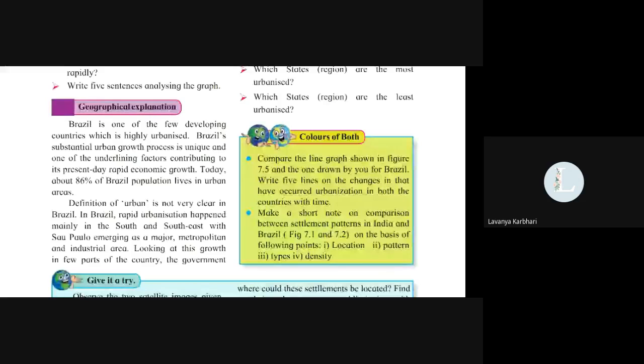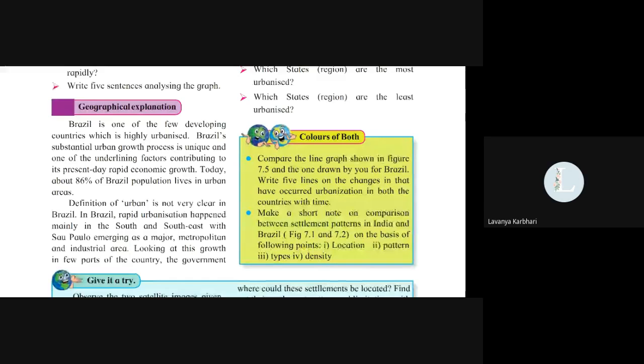Today, about 86% of Brazil's population live in the urban areas. Okay, so in Brazil, there was rapid economic growth. Due to the rapid economic growth, the people moved from village areas to the urban areas or city areas. That's why today, if we see the data, almost 86% of the population lives in the urban areas.